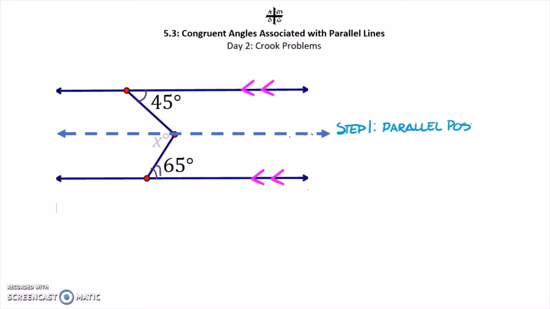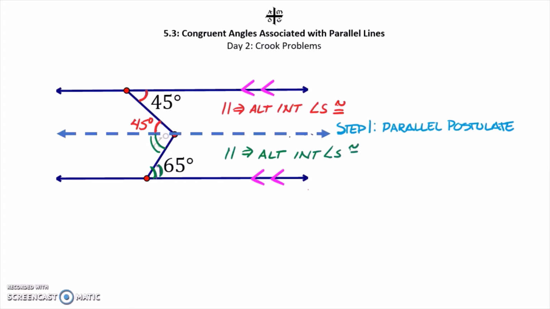Then think of the axioms that will allow us to make inferences from parallel lines. If lines are parallel, then alternate interior angles are congruent. Now start at the base, the other parallel line. If that's 65, then I can also use alternate interior angles here, which means the other part of x is also 65 degrees.